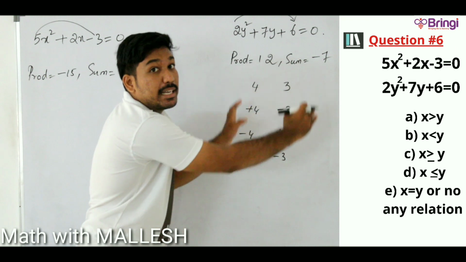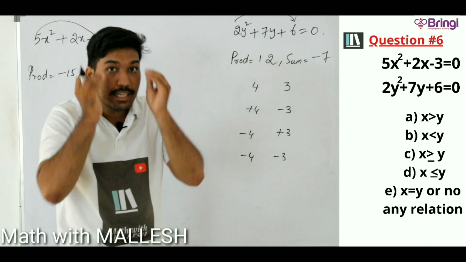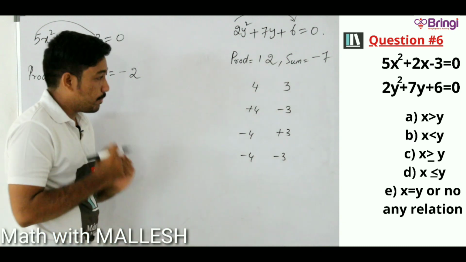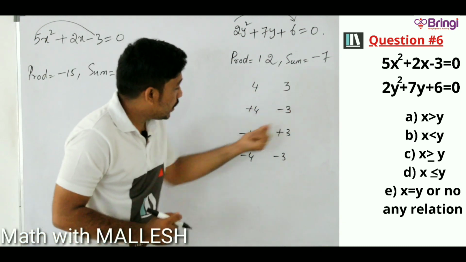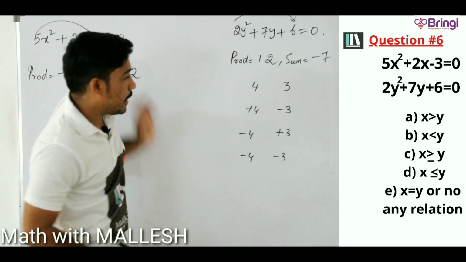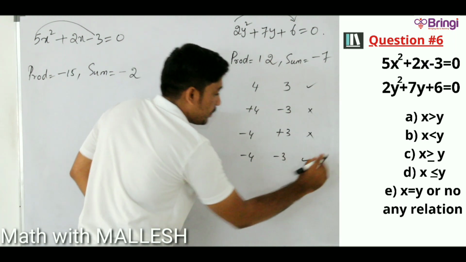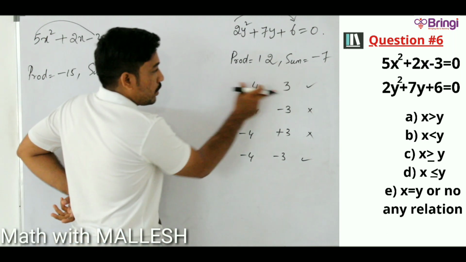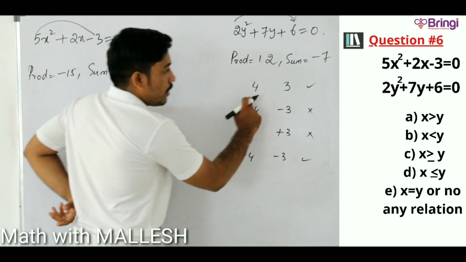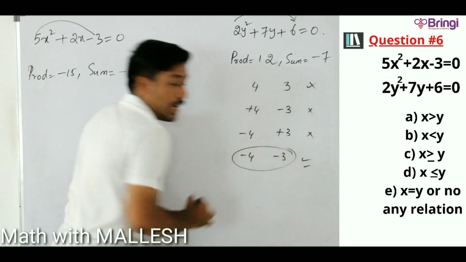This is for the beginners, and there is no need to write anything on paper. The whole thing you have to do in your mind, and this kind of practice will come slowly; you have to do one sum after another. So for the four options, what do we want? Product 12. 4 times 3 is 12, and 4 into negative 3 is minus 12, so this is also 12. So these two are the options: 4 and 3, and minus 4 and minus 3. And what is the sum? We want negative 7. 4 plus 3 is 7, so this is not it. So this one is our answer.